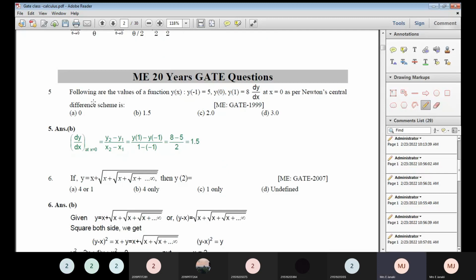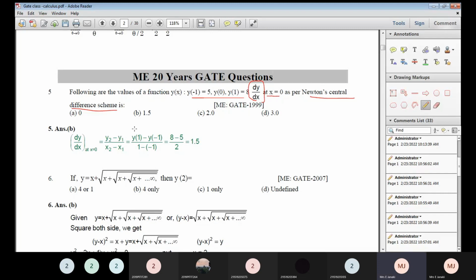The following are the values of the function y of x. y of minus 1 is equal to 5, y of 0 and y of 1 is equal to 8. These are the initial conditions given. And we have to find the first derivative dy by dx at the point x is equal to 0. So you have to use Newton's central difference formula.